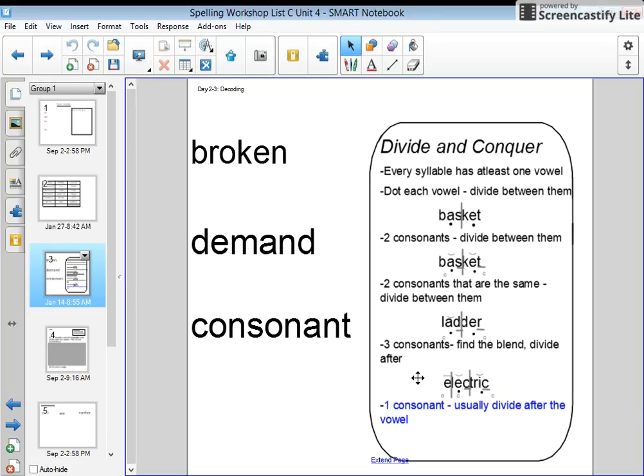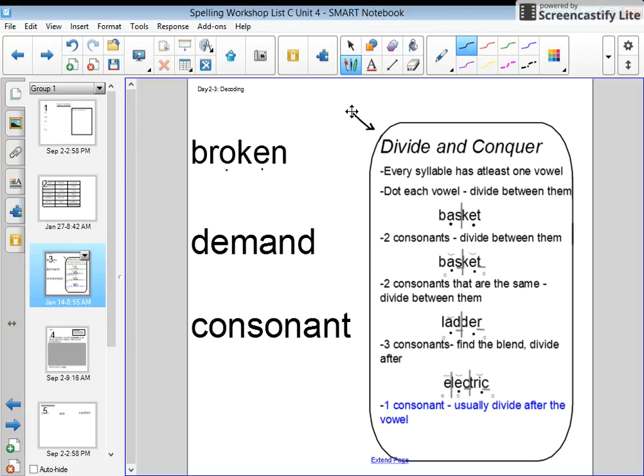This one is on open vowels. The last tutorial was on closed vowels, so this one is looking at open vowels. So what does that mean? If we take this first word here, we're going to pretend we don't know what it says, B-R-O-K-E-N. Our divide and conquer rules. First thing we're going to do is find those vowels, in this case O, E.